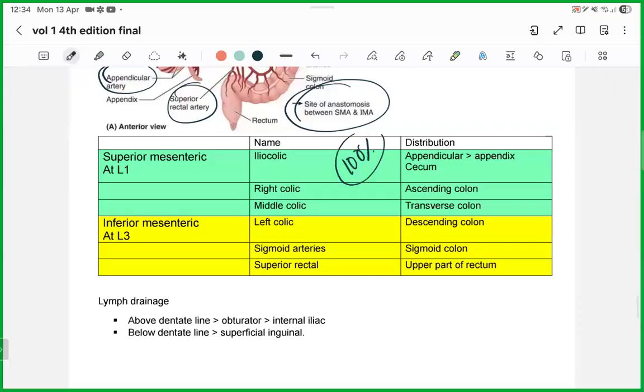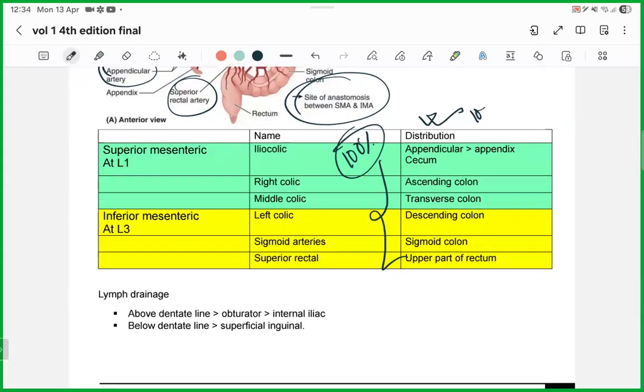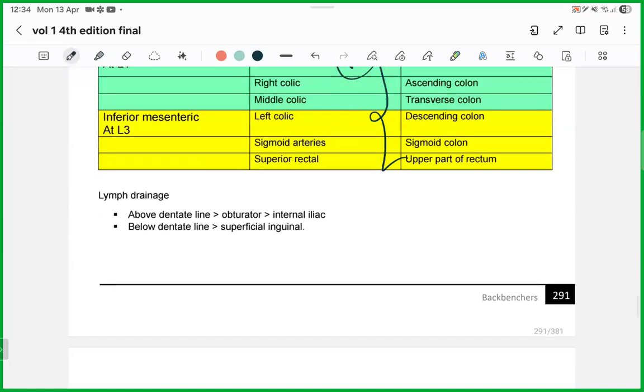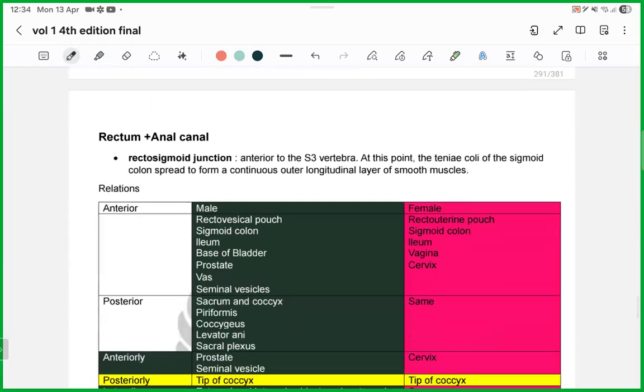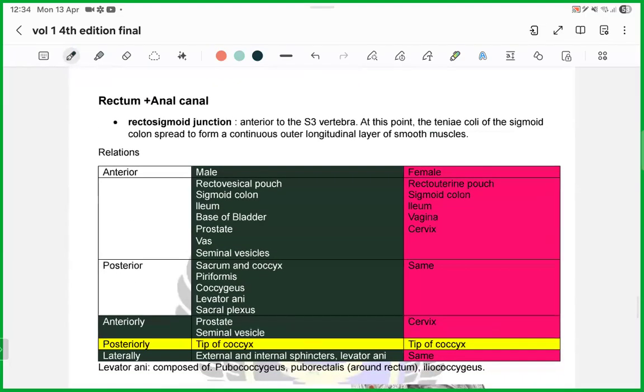100% important with distribution. Very important. 100%. Lymph drainage, we have it later. This is 100% important, but we have it later. Rectum and anal canal, give a reading. They don't ask anything.